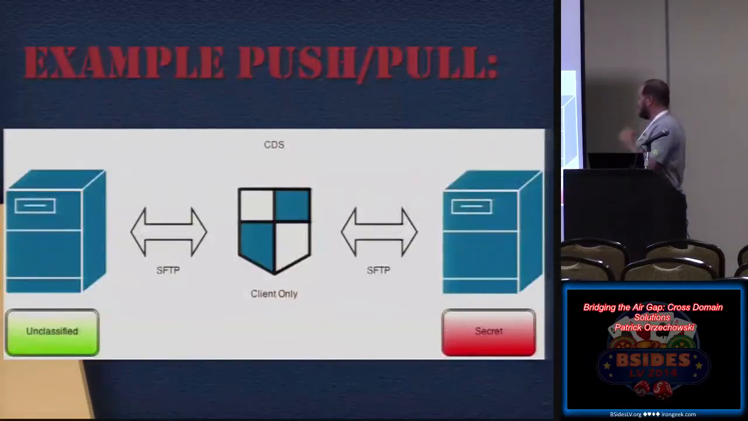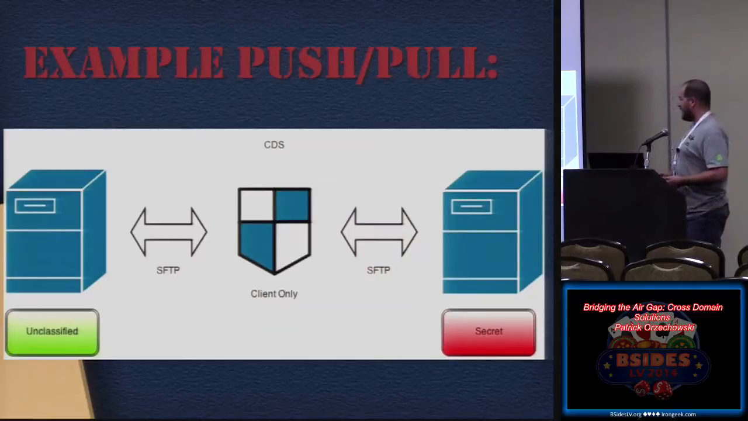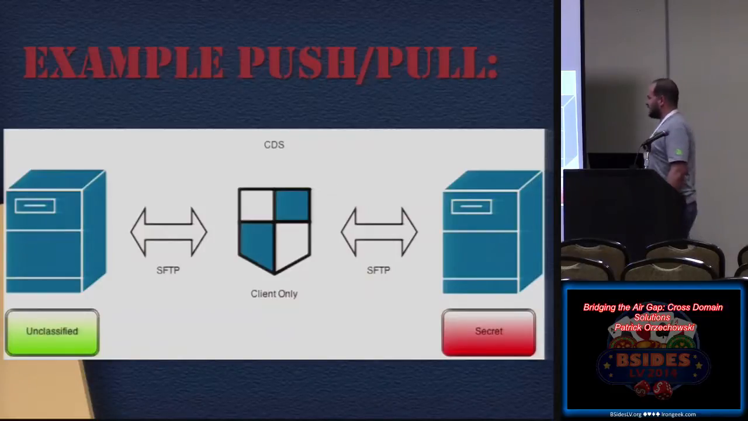Push-pull, this is an interesting example because the CDS here acts as a client only. So it'll go out to file servers on the unclassified side and the secret side in this example, and just push and pull files and act as a client. You can have hardware or software firewalls on either side. So let's say the unclassified side gets compromised by attackers and they do a scan of your network, they're not going to see this CDS.